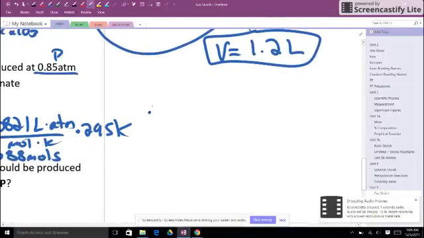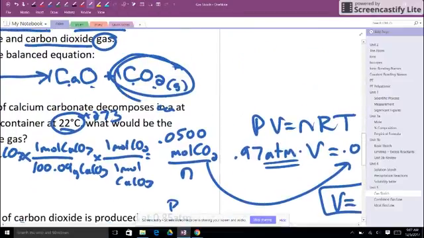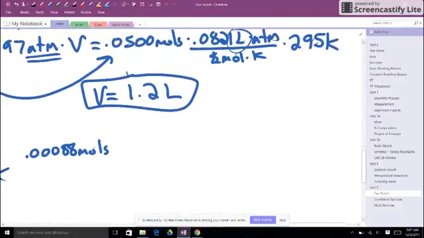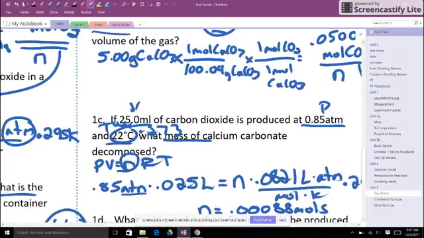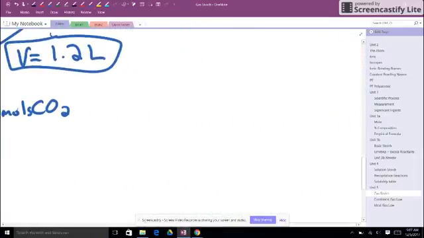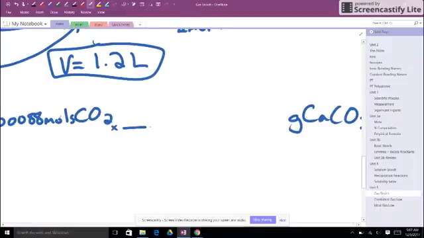Now let's say that we have 0.00088 moles of gas, and let's think again, what is the gas? This must be moles of carbon dioxide, because that is the gas in this problem. And it was asking for the mass of calcium carbonate that decomposed. So let's go to grams of calcium carbonate. Moles to grams looks like a two-step problem. First step, let's get the mole ratios. For every 1 mole of CO2 produced, we decomposed 1 mole of calcium carbonate.